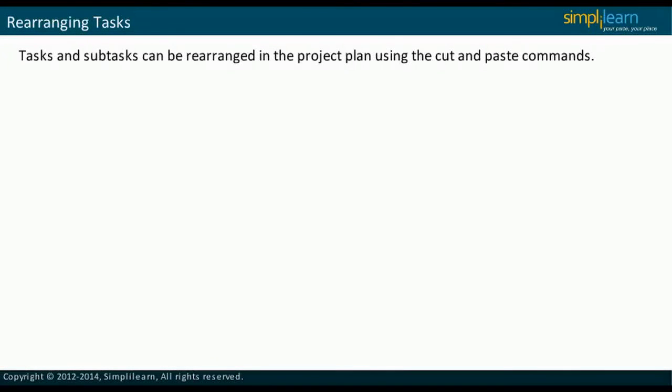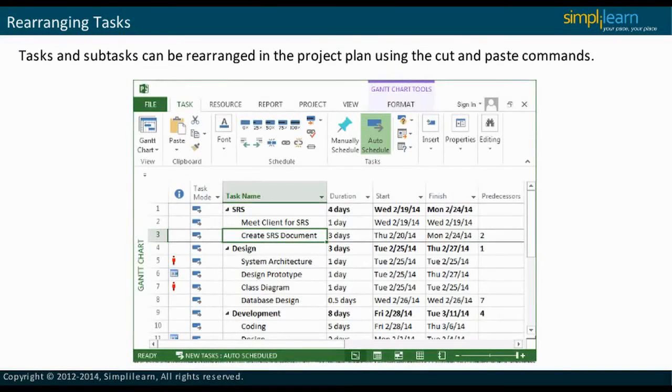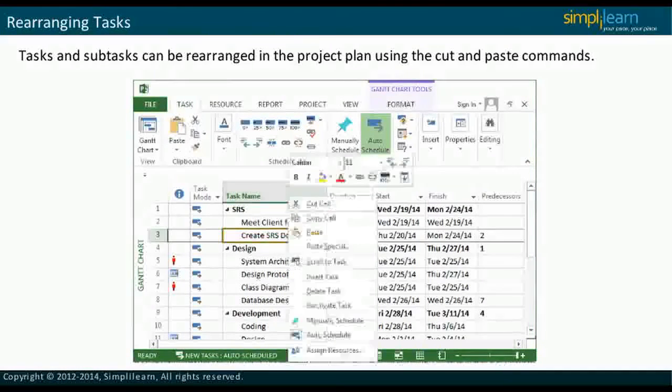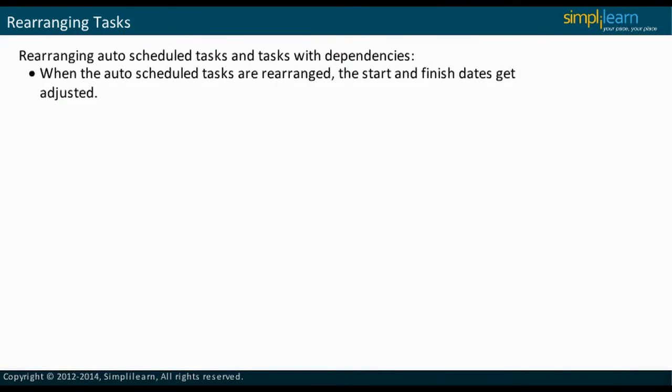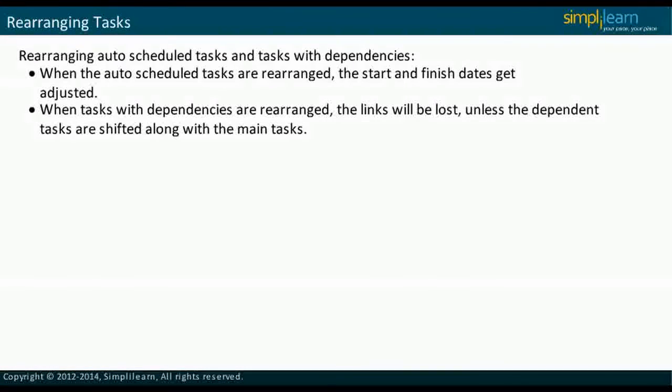Tasks and subtasks can be rearranged in the project plan using the cut and paste commands. In order to move a task, the project manager needs to select the task, right-click, and cut the task cell. It can then be pasted to a new summary task or moved within the summary task. Several tasks can also be shifted at once. A complete summary task along with its subtasks can also be moved in the same way. When the auto-scheduled tasks are rearranged, the start and finish dates get adjusted accordingly. When tasks with dependencies are rearranged, the links will be lost unless the dependent tasks are shifted along with the main tasks. Let us understand how to rearrange tasks through a demo in the following slide.